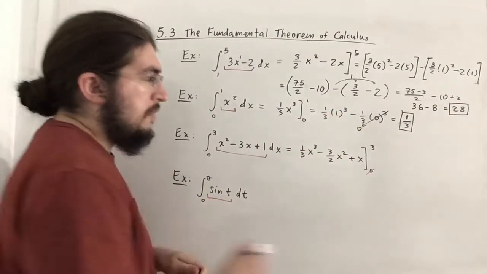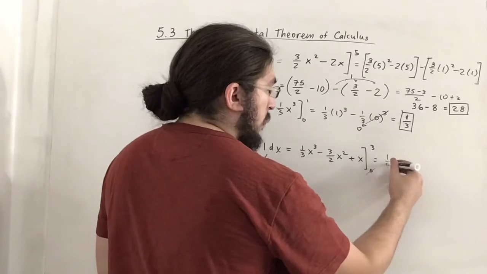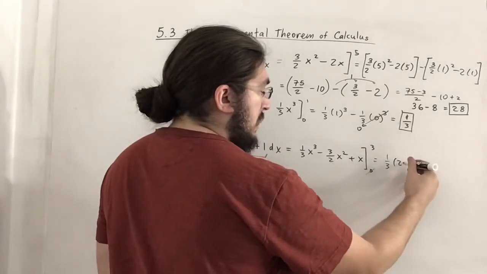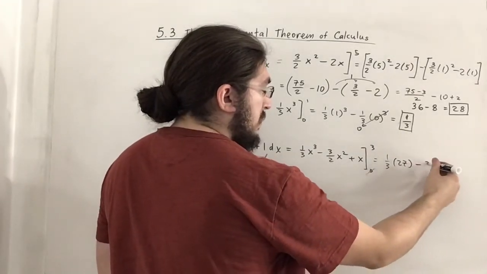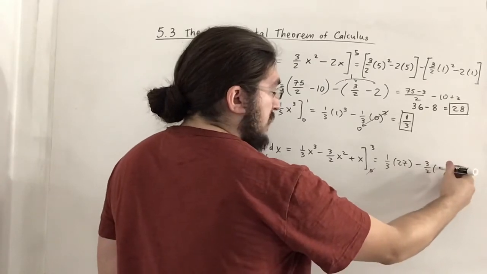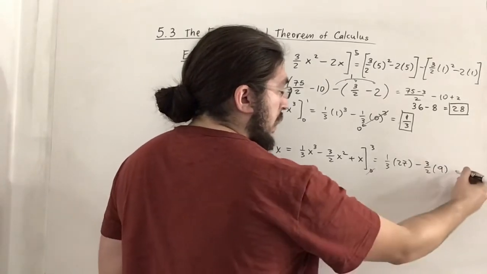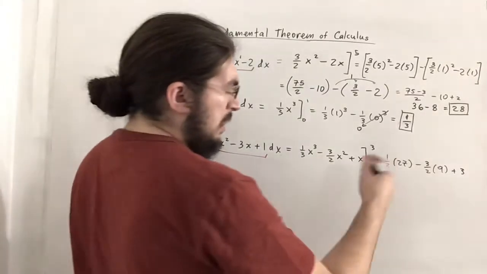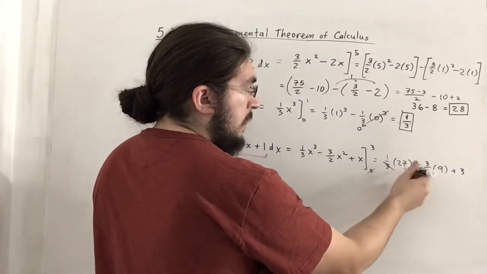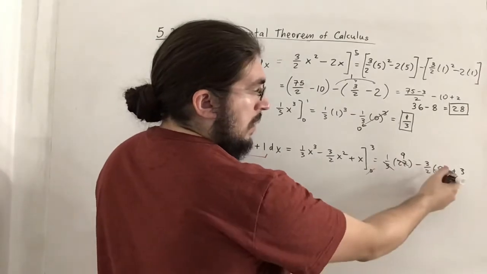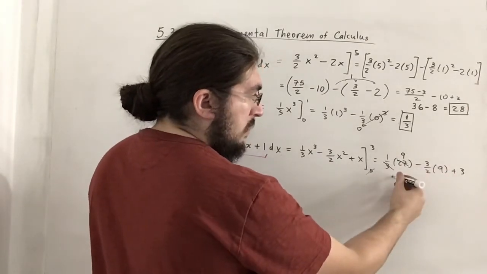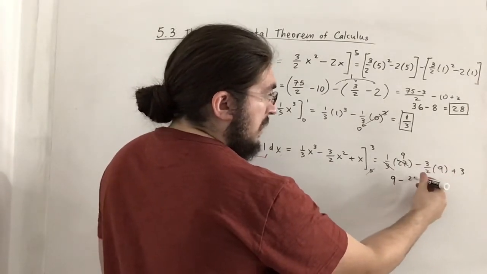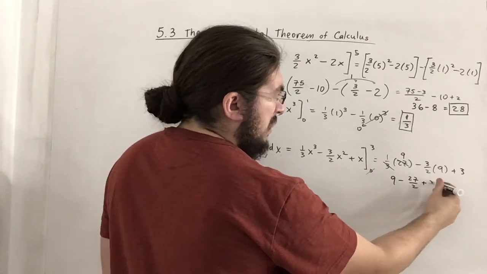But now plugging in 3, notice here we just get 1/3, 3 to the 3rd, which is 27. So I'm going to be a little quicker about this evaluation. Minus 3/2, 3 squared, which is 9, plus 3. So that's just me plugging 3 into this and being a little quick about the evaluation. Notice 3 goes into 27 9 times. 3 times 9 is 27, so this is 9 minus 27 over 2 plus 3.